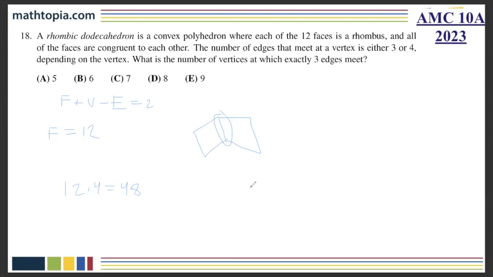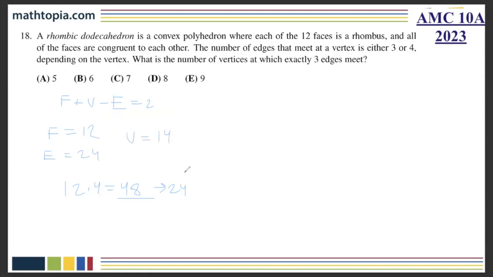So essentially, every edge in the polyhedron represents two edges: an edge of this rhombus on the left, and the edge of this rhombus on the right. So we're double counting, by a factor of exactly two. So 12 times 4 equals 48 is the number of edges in all the rhombi separately. But when we put them together, the number of edges gets exactly halved, so it gets turned into 24. So E equals 24. And from here, plugging into this equation, we derive that V equals 14.